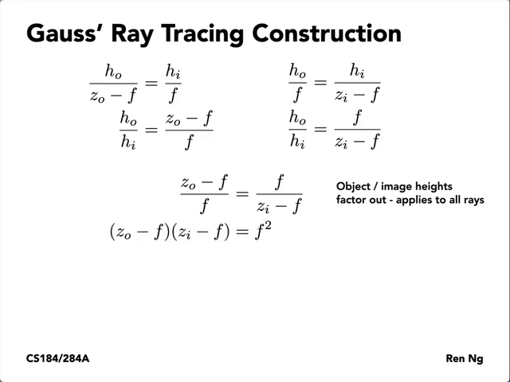We can cross multiply here to get a form that looks like this: Z sub O minus F times Z sub I minus F equals F squared, which is a nice symmetric form. If you prefer remembering this, feel free. It actually has a name. I'll tell you about that in a second.